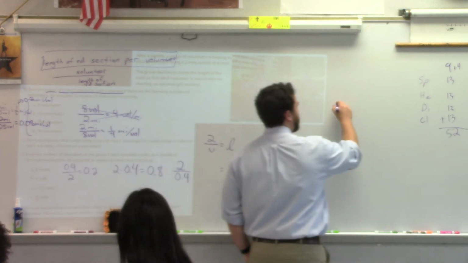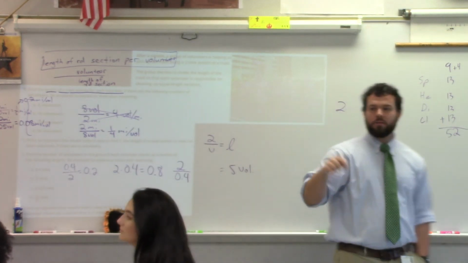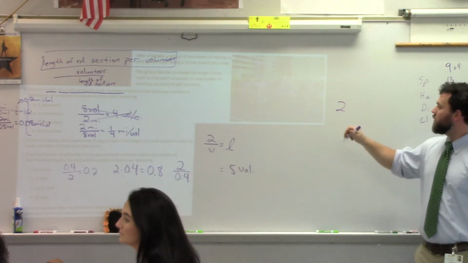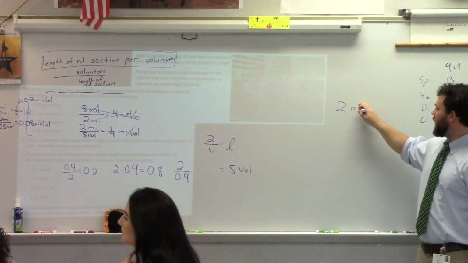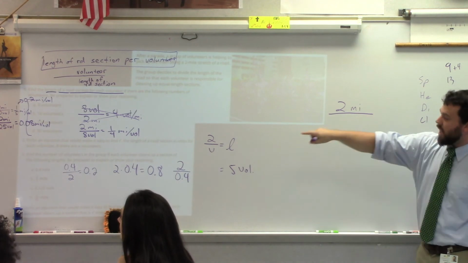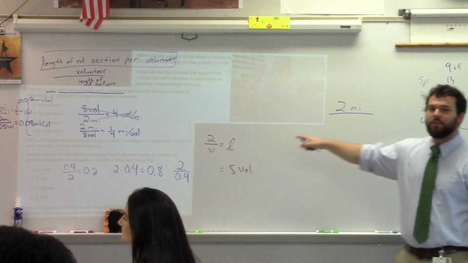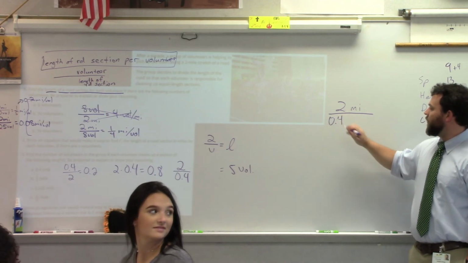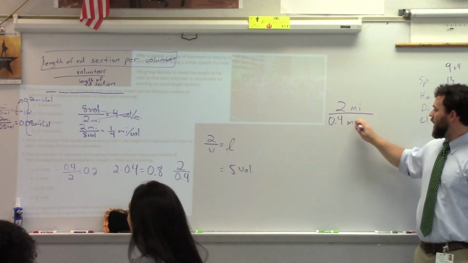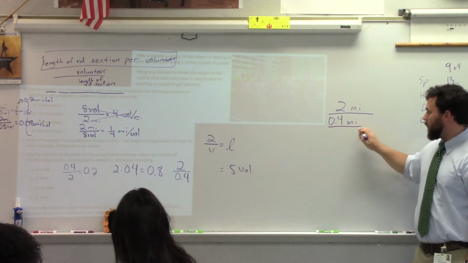Can you play with it? Remember how I said units matter? You put in 2 miles over 5 volunteers, but not for number 3. What are we dividing by in number 3? 0.4 miles. Equals 5 volunteers.